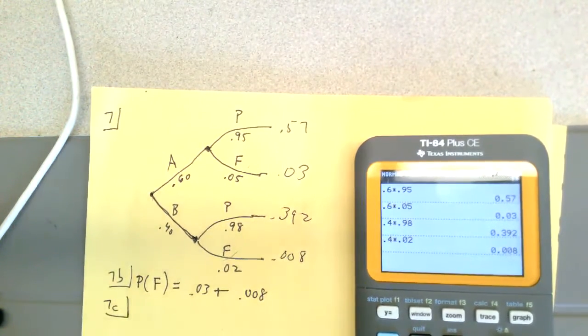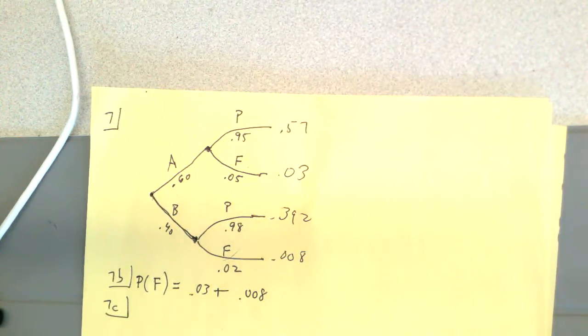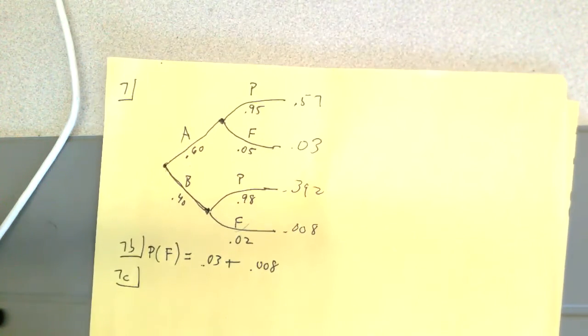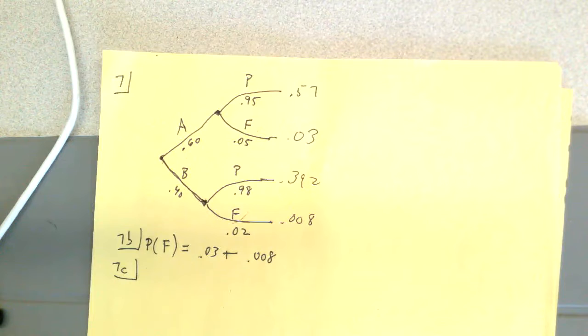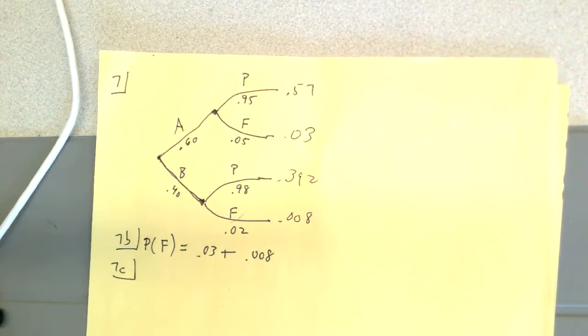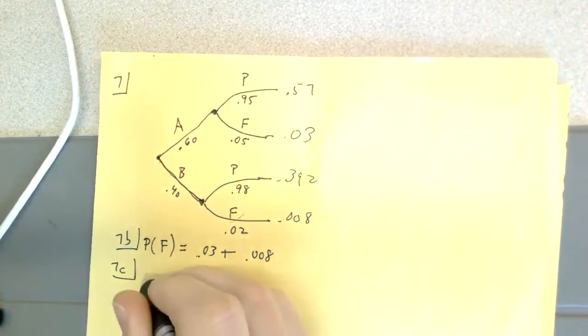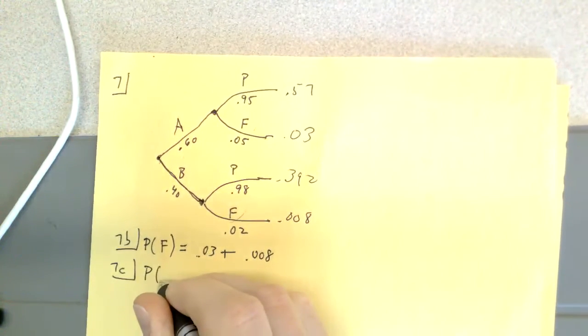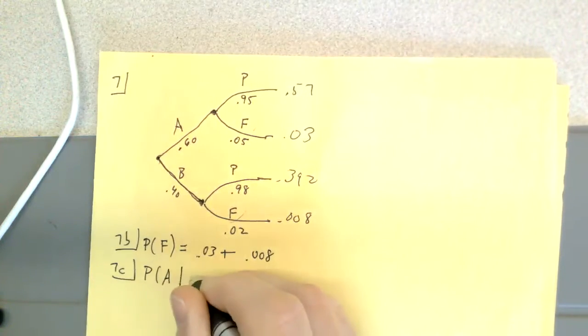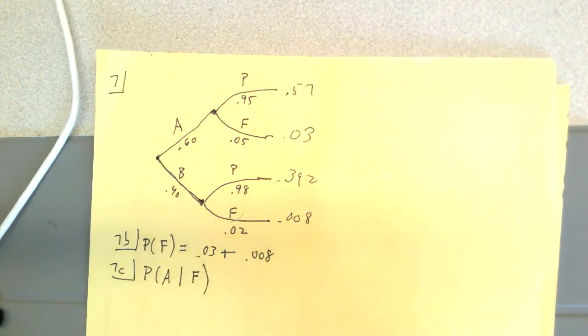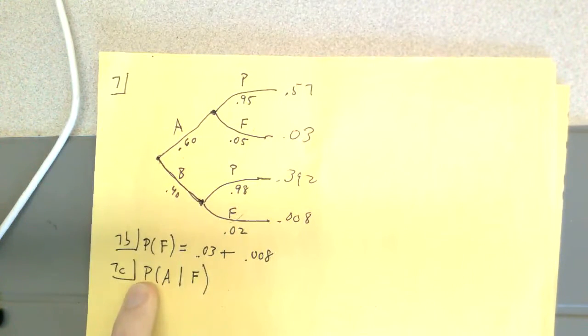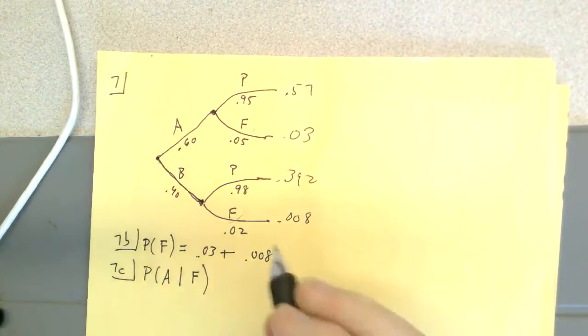7C, they say if a bearing is inspected and it fails to have the required precision, what is the probability that it was produced by machine A? In other words, given that a part failed, what's the probability it was produced by machine A? That's, in other words, the probability of A given the fact that it failed, okay? The probability that it was made by machine A given the fact that it failed.